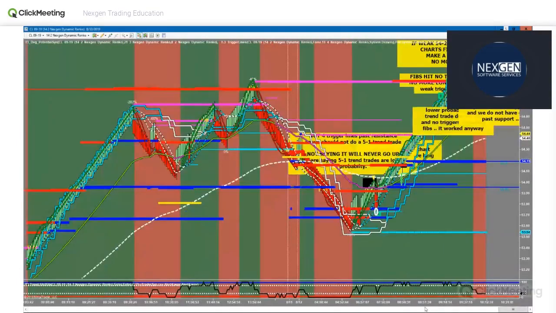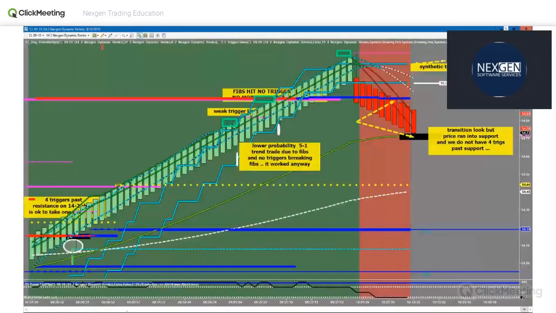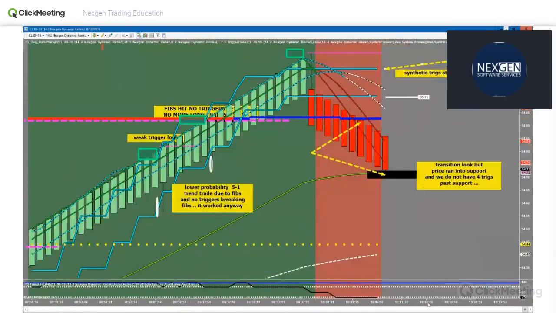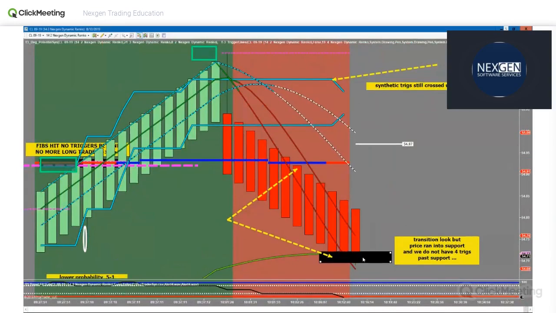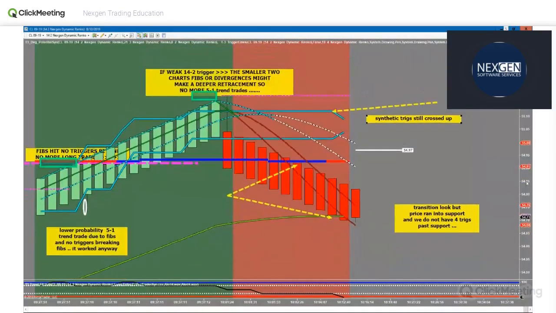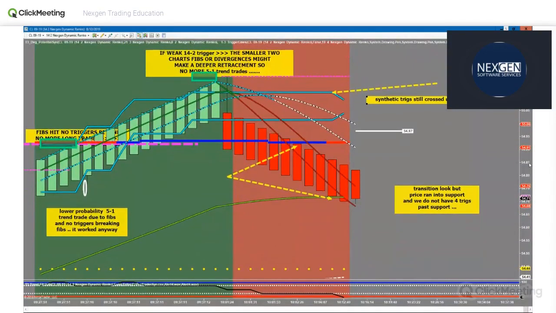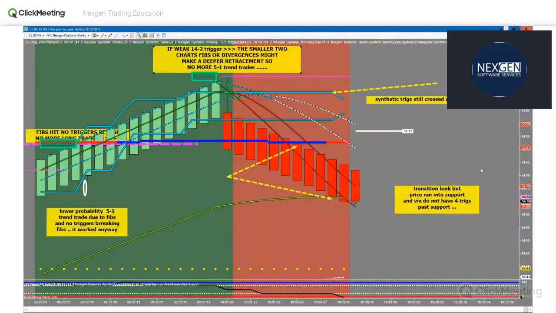So because the synthetic triggers are still up, we have to give a little bit more credence to the mid-band as a support area. Now, that could give way and the triggers could change. And then, of course, we'll be with the market dynamically. If the market conditions change, then we'll obviously treat it differently.